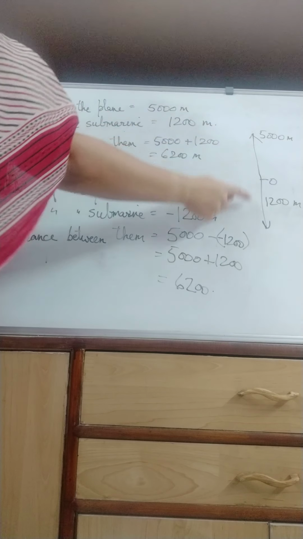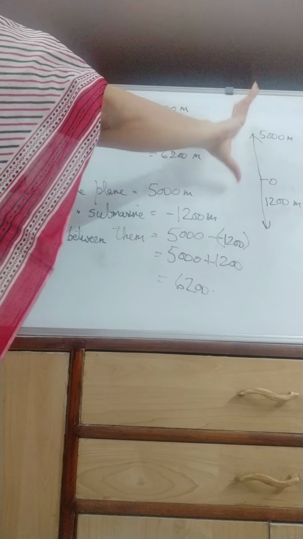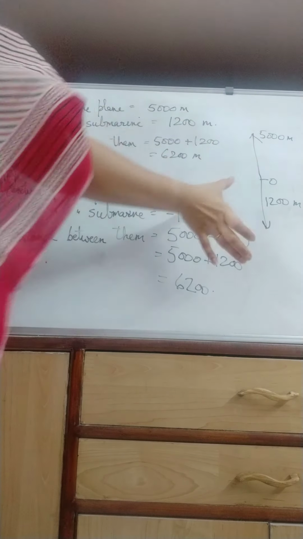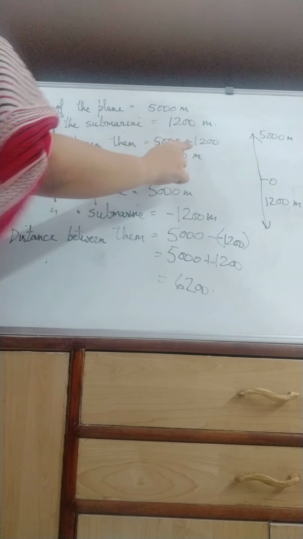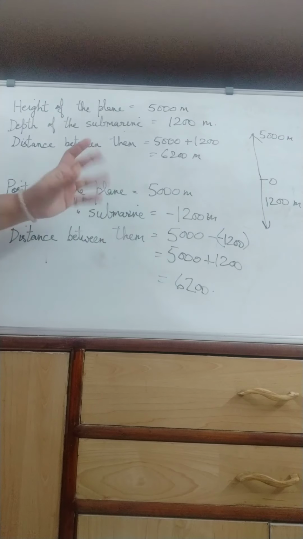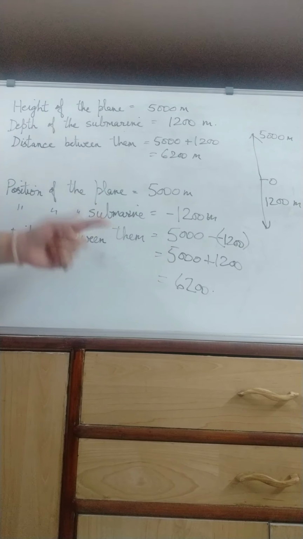And now simply, if you just look at the figure given in your book, you are naturally going to add up the two distances to get the total distance, right? So I have just simply added, 6,200 meters. Now I want you to understand this better. If you do it this way, it's also fine, but you need to understand the concept.